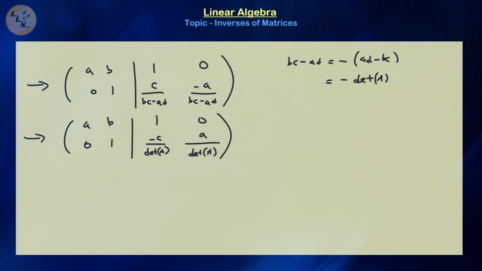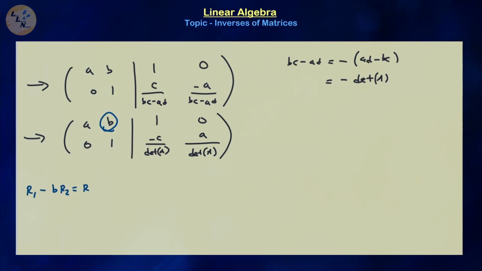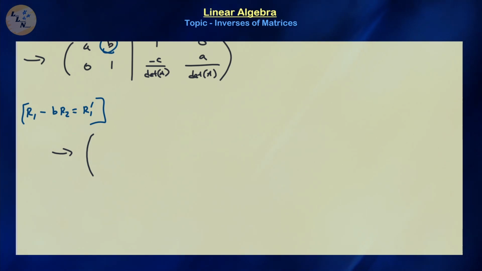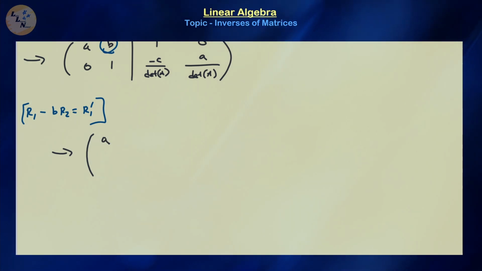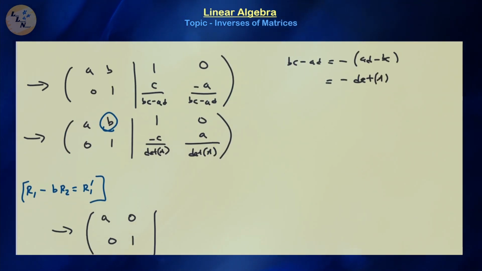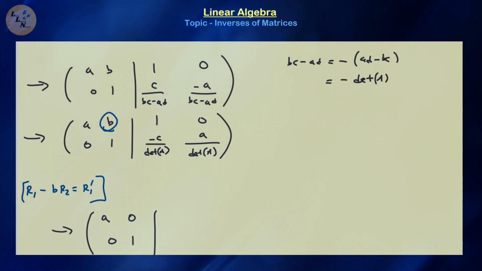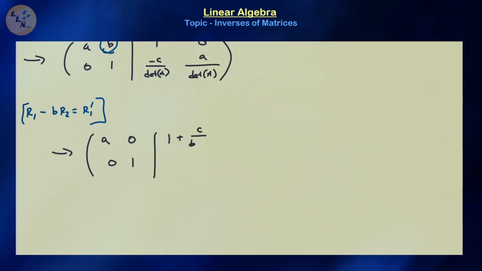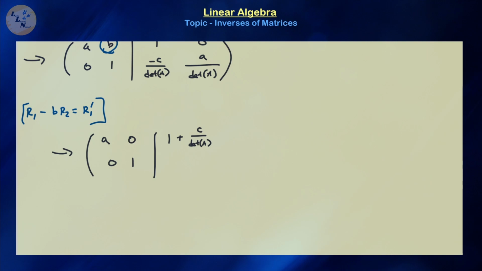Okay, so the next thing that we need to do is eliminate that element B there. So what I can do is row 1 minus B times row 2 in order to get our new row 1. All right, so what is that going to give us? A minus B times 0, that's just going to be equal to A, and then B minus B times 1, that's just going to give us 0 by design. Now the right-hand side is a little bit exciting. We're going to have 1 minus the negative C, so it's going to be 1 plus C all over the determinant of A. And then that's going to give us our new row 1.